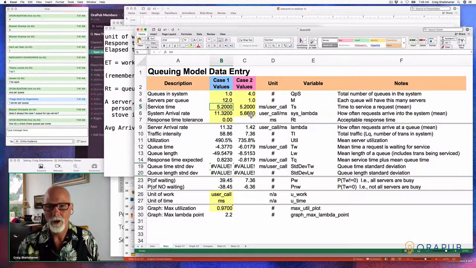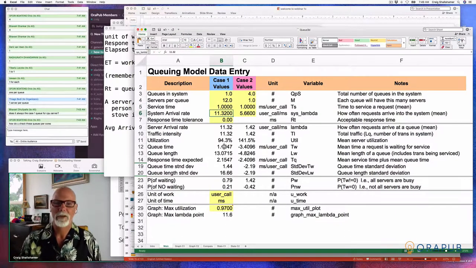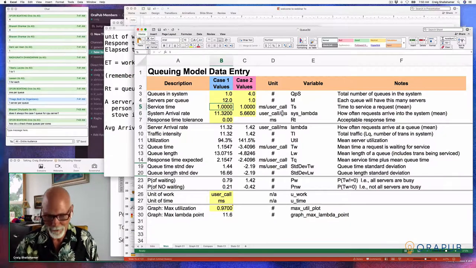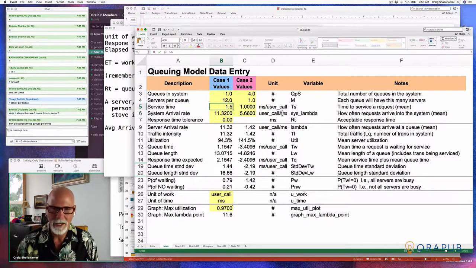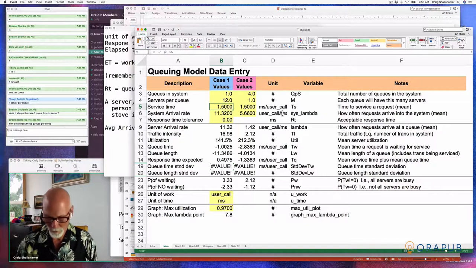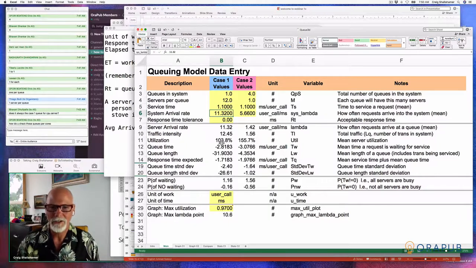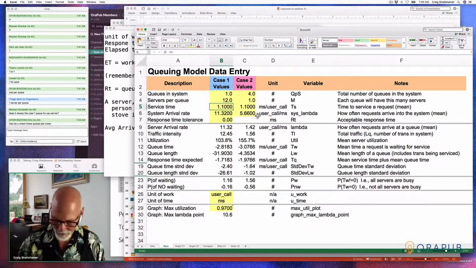All right, so we're going to alter the service time. Let's do one. We're at 94%. Wow, that was shockingly close. Okay, I didn't want it to be that straightforward. How about 1.5? Nope, 141. 1.2, nope. 1.1, nope. Notice what I'm focusing on is this right here. We've got to get this 103 number down to 96.1 by altering the service time.